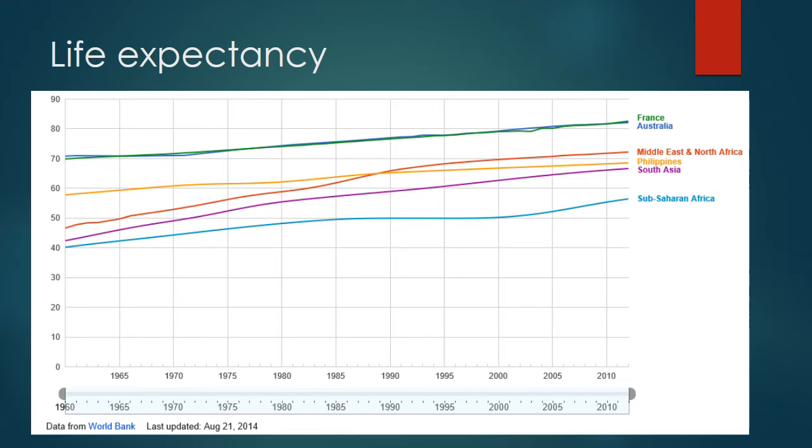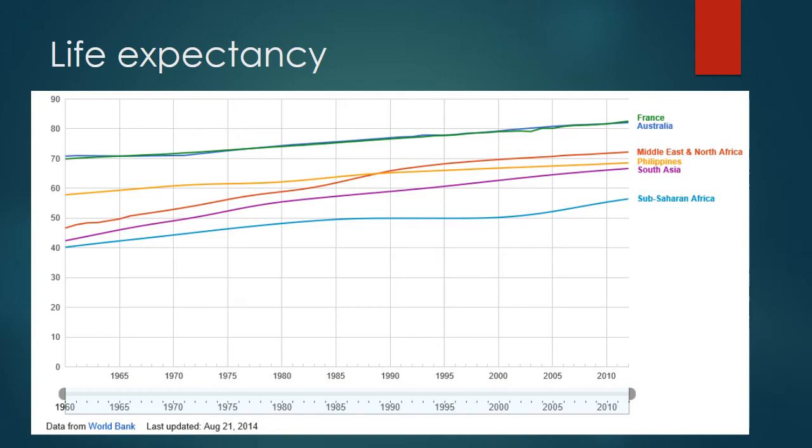So Philippines has been a steady rise, but they also have a lower life expectancy. South Asia, lower again. And then if you just have a look at Sub-Saharan Africa, you'll see that their life expectancy is under 60, so about 57, so that's compared to our 82. So you can see as we move into the developing countries, their life expectancy is a lot less than the developed countries.